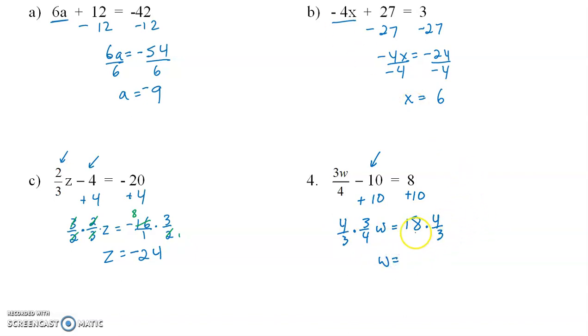The left side will just be w. The right side, this is 18 over 1. I'm going to be canceling the 3 with the 18 to get me 1 here and 6 there, right? 18 divides by 3 6 times. And then on the answer, it's going to be 6 times 4, which is positive 24 for my solution.